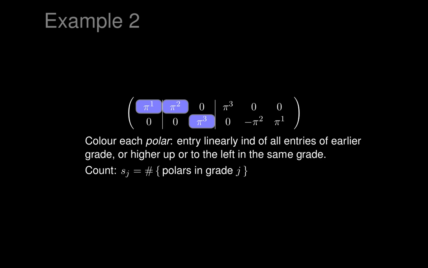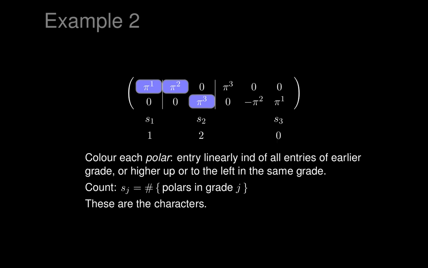S1, S2, and S3. In this case, S1 is 1 because there's 1 polar there. There are 2 polars in the second grade, so S2 is 2, and there are no polars in the third grade, so S3 is 0. So here we have it: S1, S2, S3 are 1, 2, 0. We colored the polars, and these are our characters.